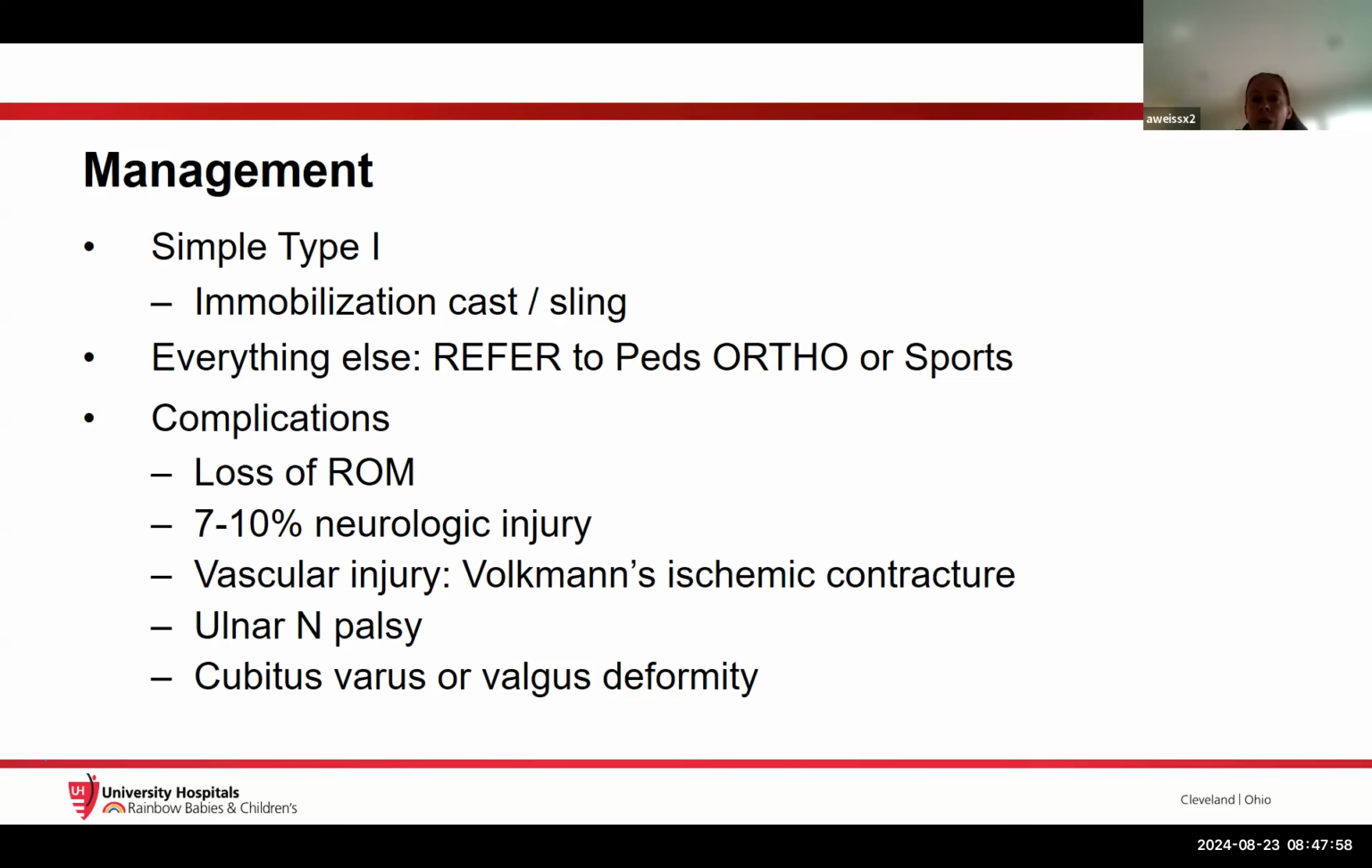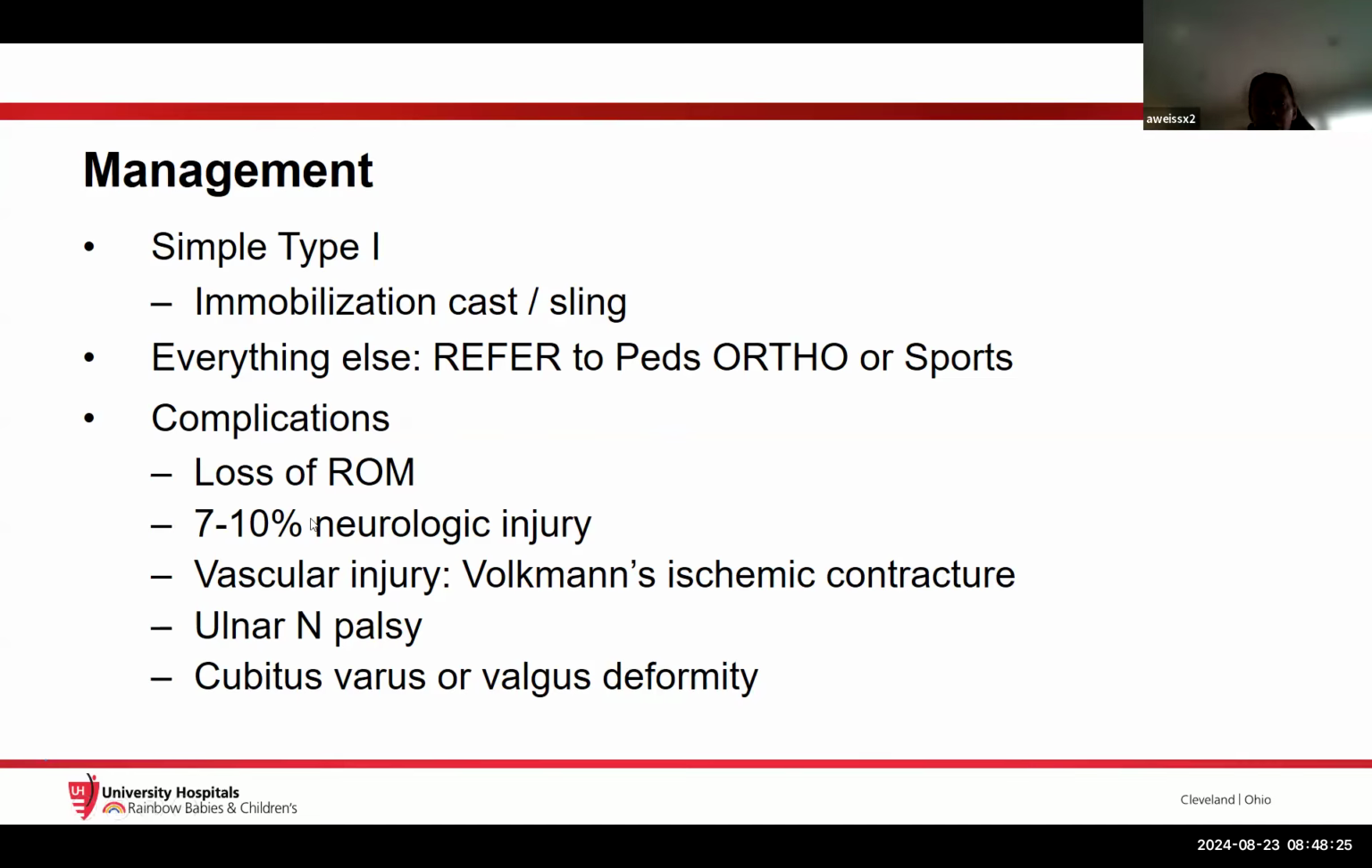So anything else, we have peds ortho see, or we will have them take a look at, and then we'll take care of. Again, they can get loss of range of motion. Extension bothers people the most that are in upper extremity weight-bearing sports. A little loss of flexion is not going to really bother anybody in any sports. Again, these neurological injuries are typically happening in the type 3s, so hopefully we will never see those.